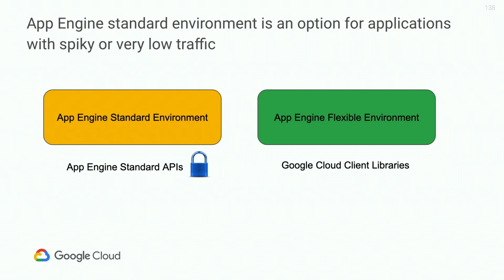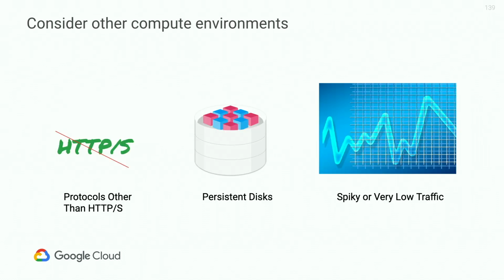On the other hand, the App Engine flexible environment is much more flexible. You can customize your machine type, and you can use the Google Cloud Client library, which gives you more ability to leverage other resources. And as I just mentioned, if you need more settings and configuration, you can move your containers to other compute environments such as Kubernetes, Compute Engine, or other platforms.